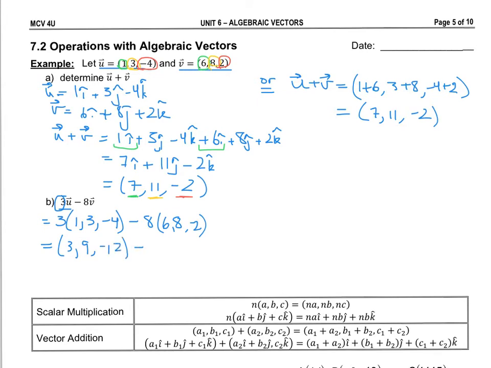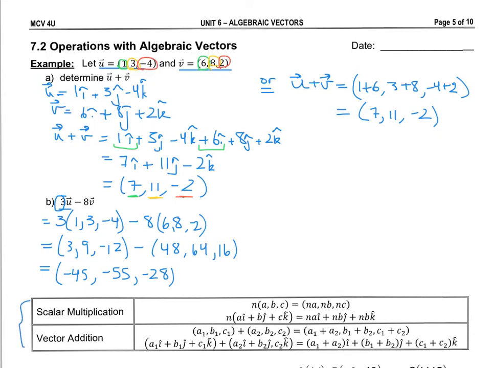And then we're going to take away 8 times 6 is 48, 8 times 8 is 64, 8 times 2 is 16, and then we can subtract those components. So 3 take away 48 is negative 45, 9 take away 64 is negative 55, and negative 12 take away 16 would be negative 28. So it's just some basic algebra with the vectors.